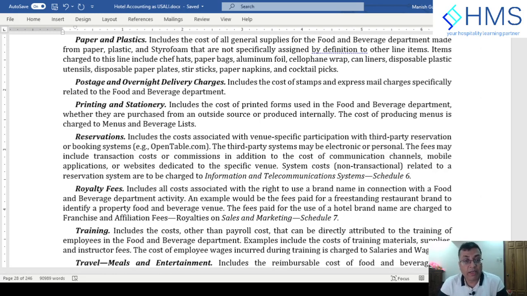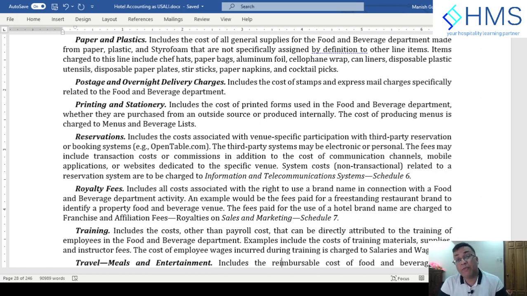Then you have reservations. If you are paying to a third party application or a booking system for any reservation to your restaurant, then the cost of such reservations will go to the reservation cost. If you are paying not as a booking fee but as an application fee, where it is a fixed fee regardless of whether or not you have any reservations, then that cost will go to IT expenses.